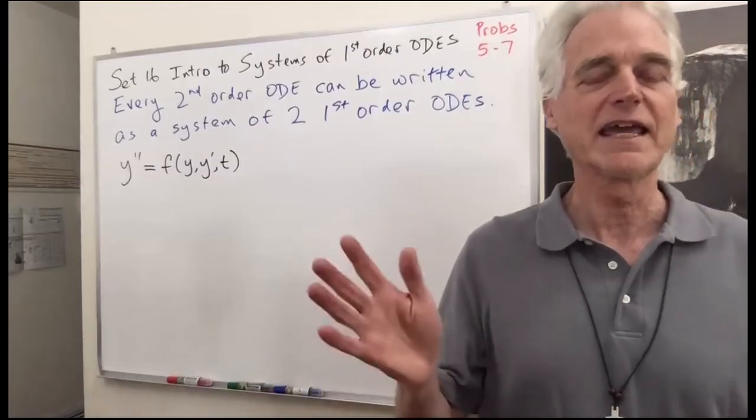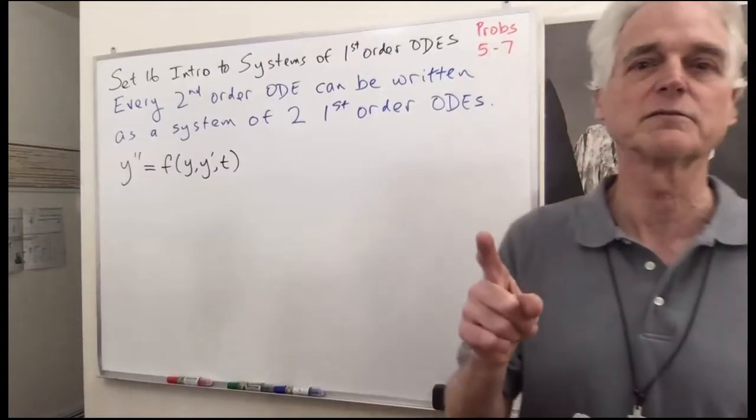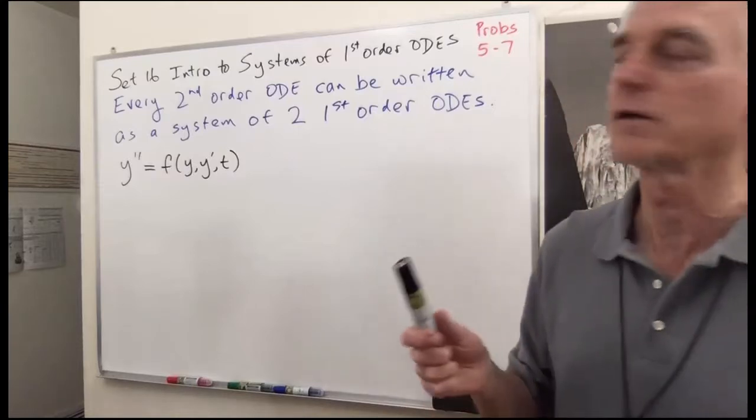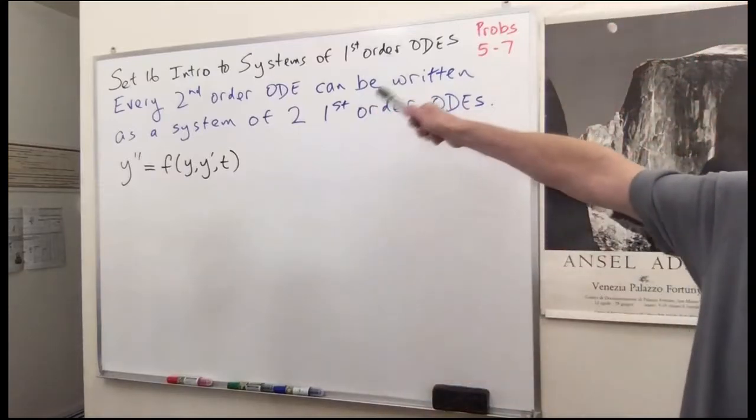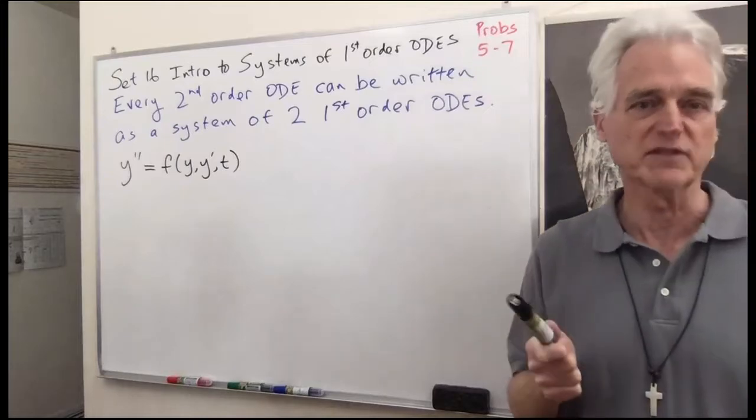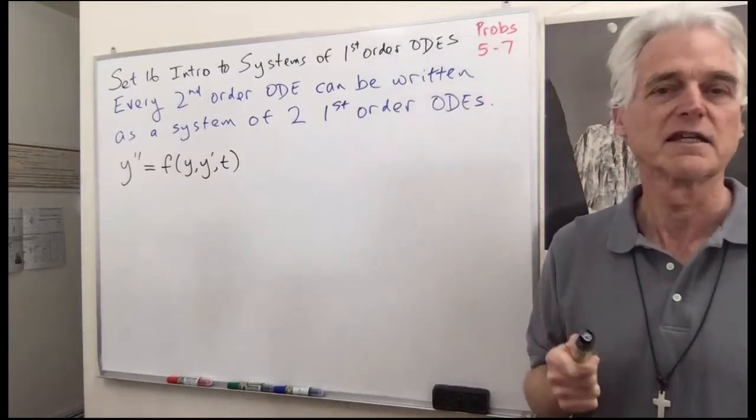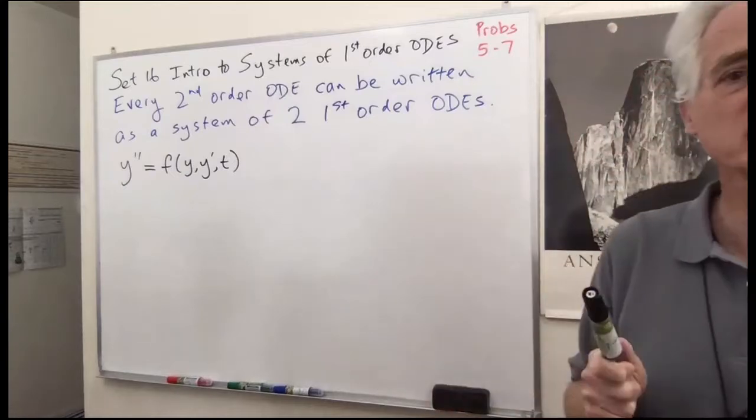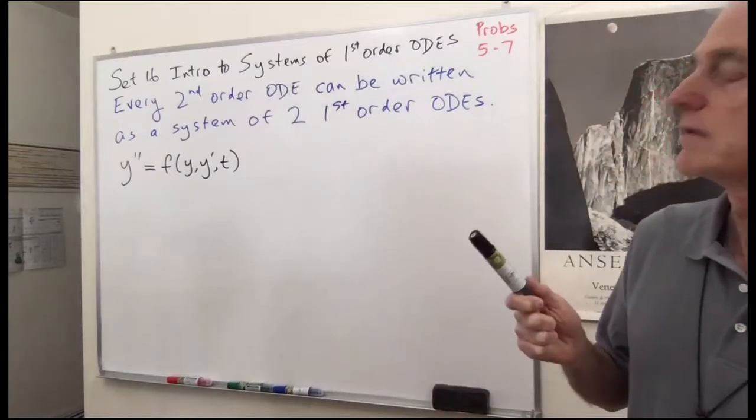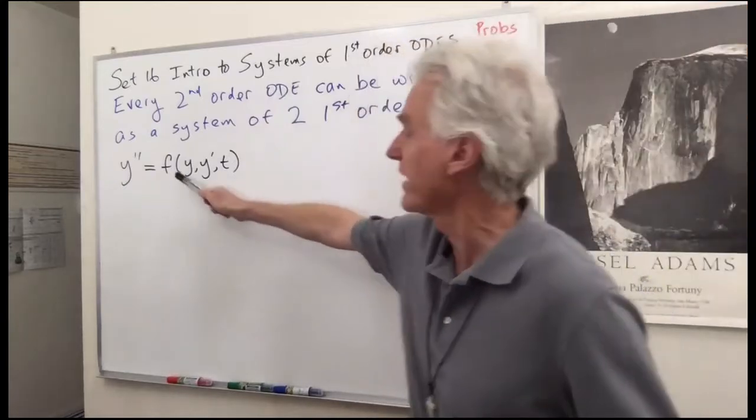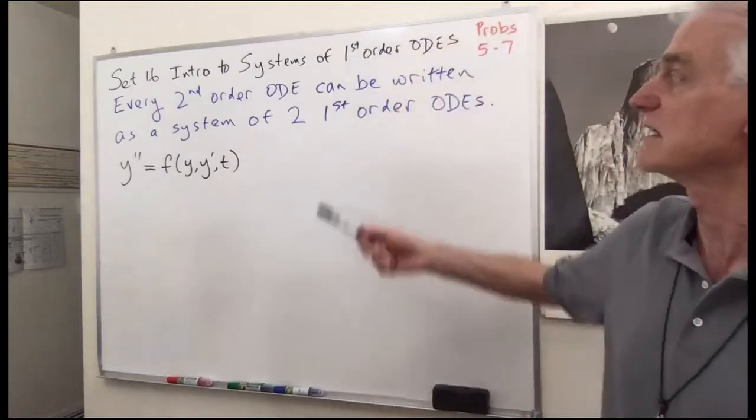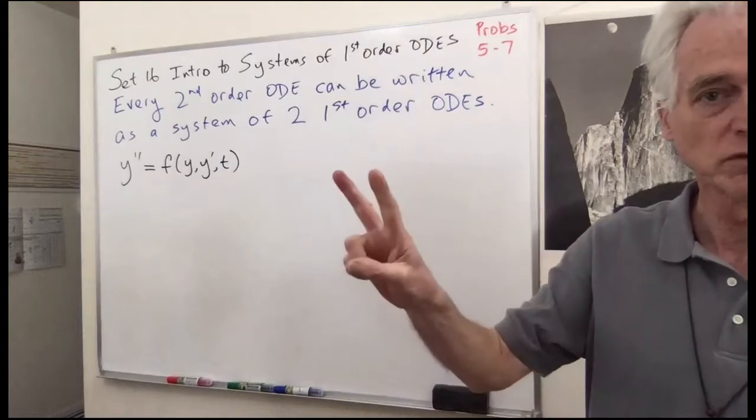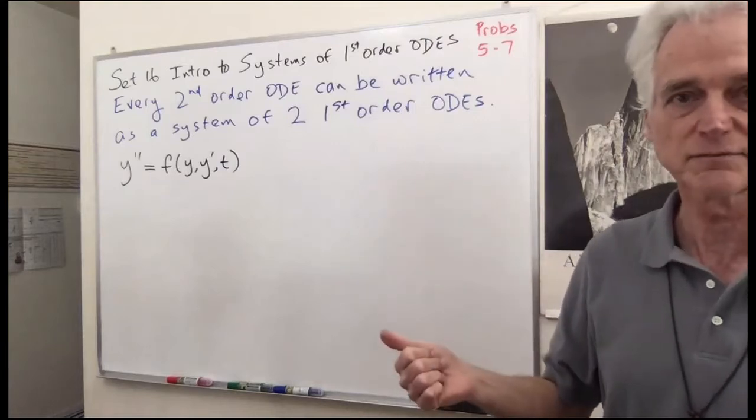Hello. Today, I want to talk more about systems of first order ODEs. And in particular, I'm going to help you with problems 5 through 7 on this current web work set. And it's all related to this fact I've written in blue. Every second order ODE, like this one here, y double prime is some function of y prime and t, can be written as a system of two first order ODEs.